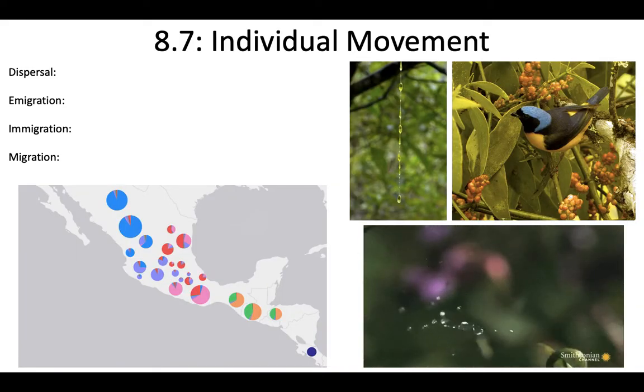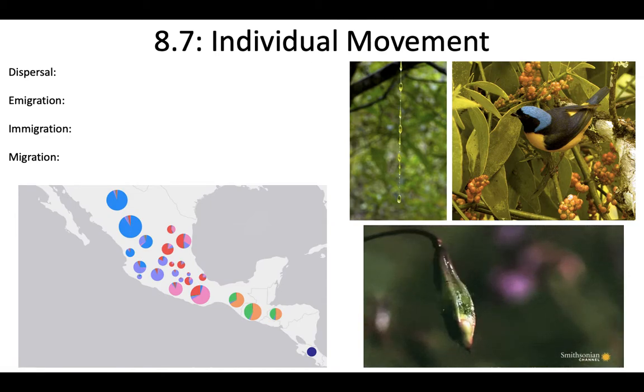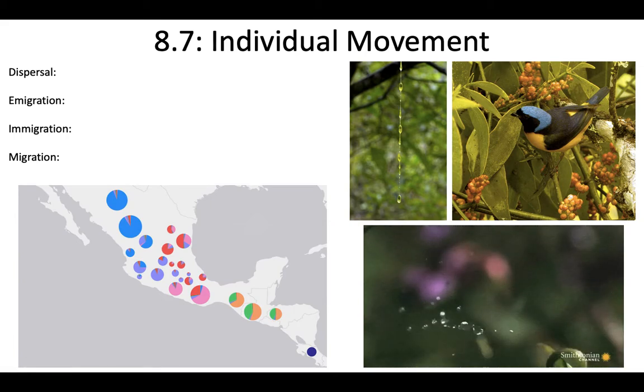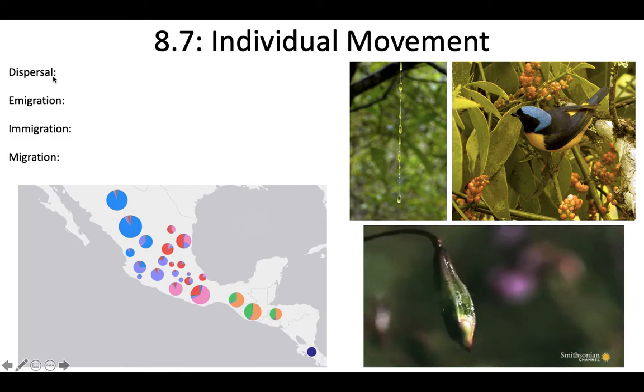And then you can also study the individual movements within populations and how the movement of those individuals will change the population structure. And we'll talk more about this in Chapter 9. Dispersal is the movement of individuals in space. So how far are they moving in geographic space?